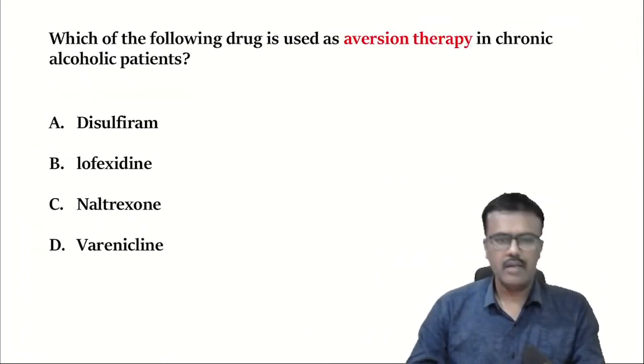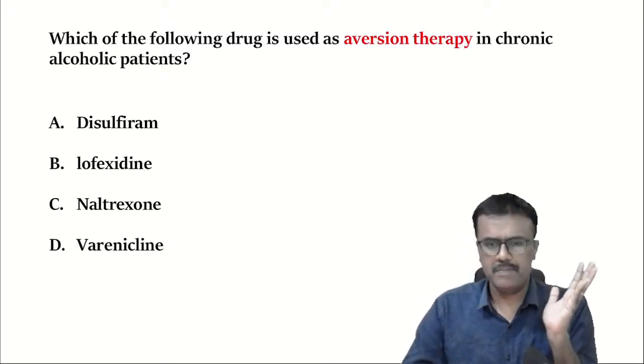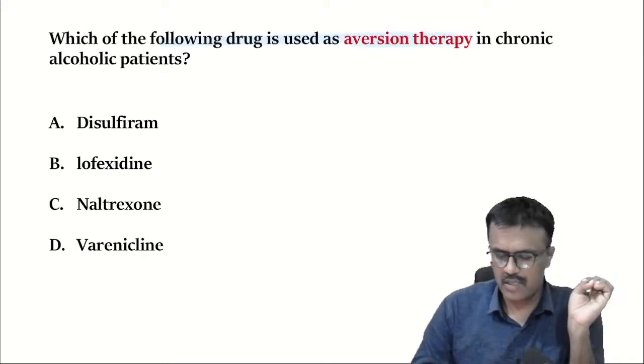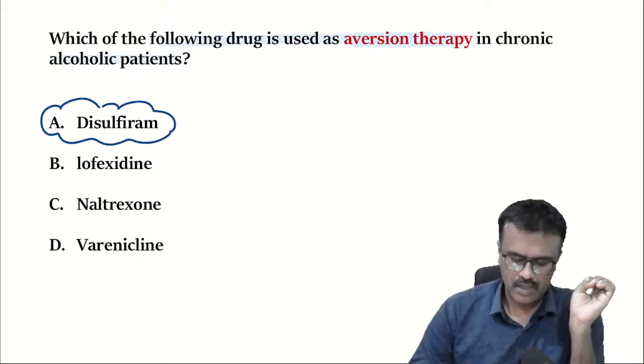Now again, in any exam, they will ask you about addiction and how to de-addict them. So first we have taken up alcohol. Which of the following is aversion therapy in chronic alcoholics? Aversion is done by disulfiram.